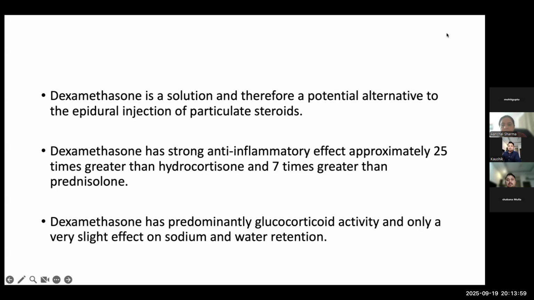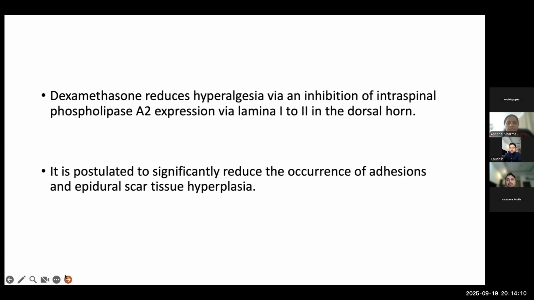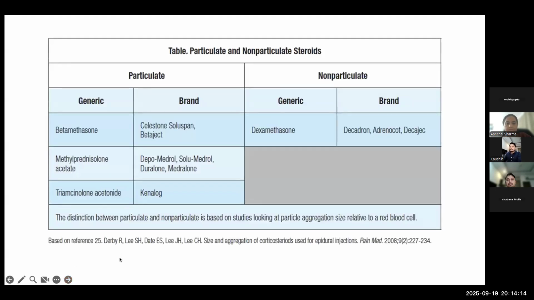Keep going. Yes, ma'am. The next slide actually is a chart where we have mentioned the particulate and non-particulate steroids. Yes, in this chart, we can see dexamethasone being the non-particulate steroid which is used, and for the particulate steroid, mostly methylprednisolone and triamcinolone are used.